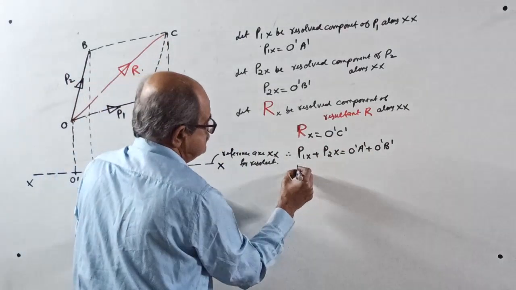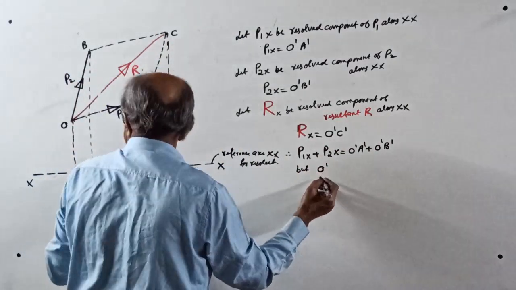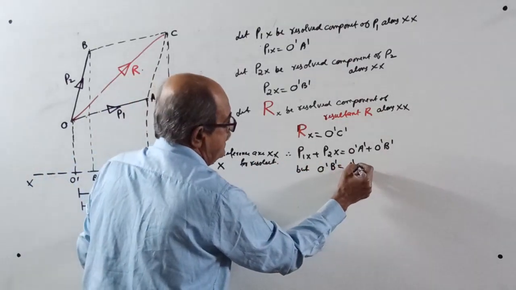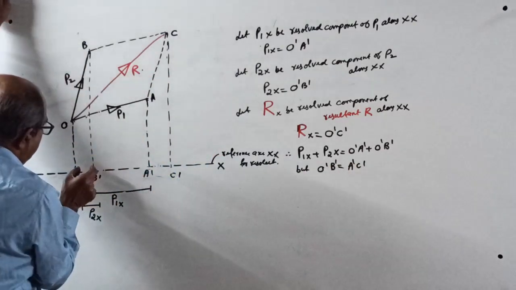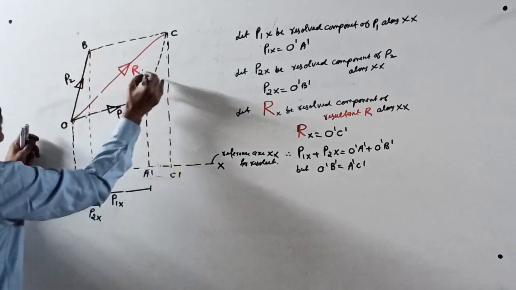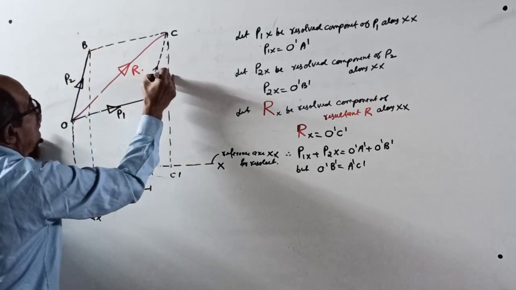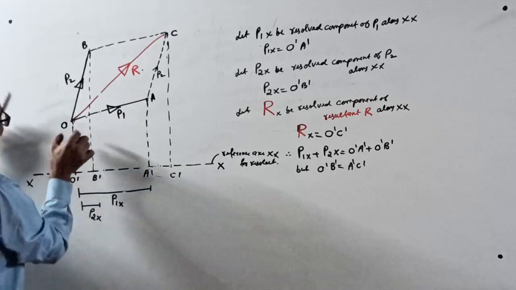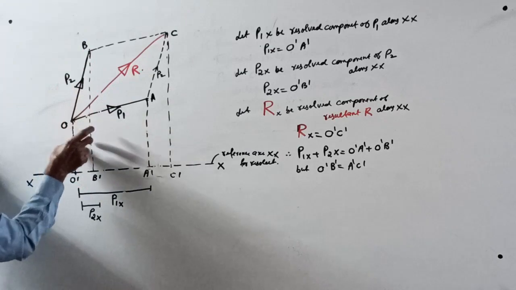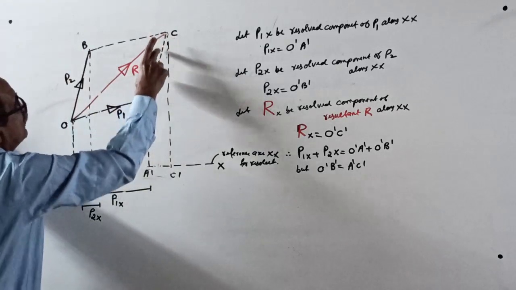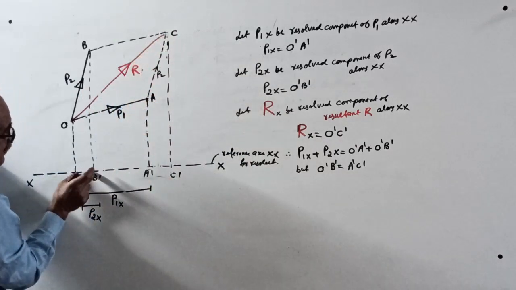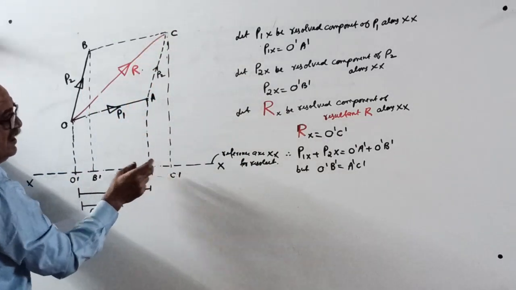But O dash B dash equal to A dash C dash. Why? So simple. Whatever P2 is there, if this is P2, remember, this also is P2 only. Therefore, this is the component of P2. For this P2, if I replace it here, this is the component, so this will be equal to this one. Crystal clear it will be.